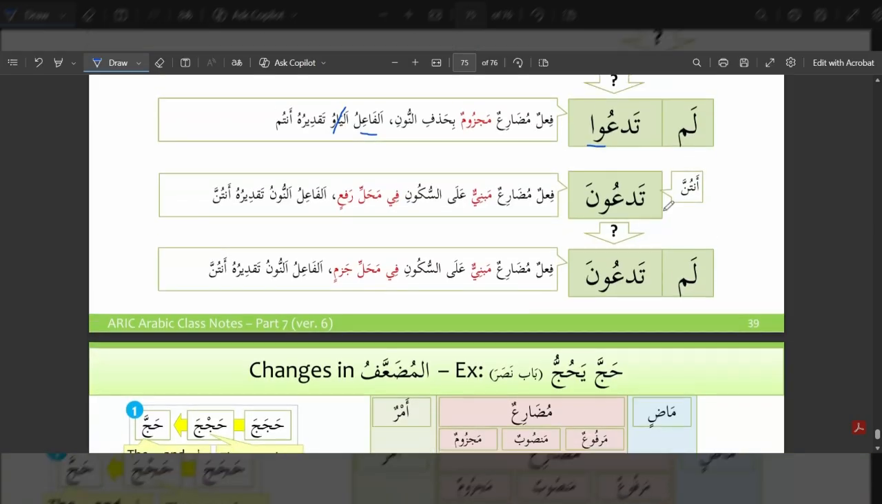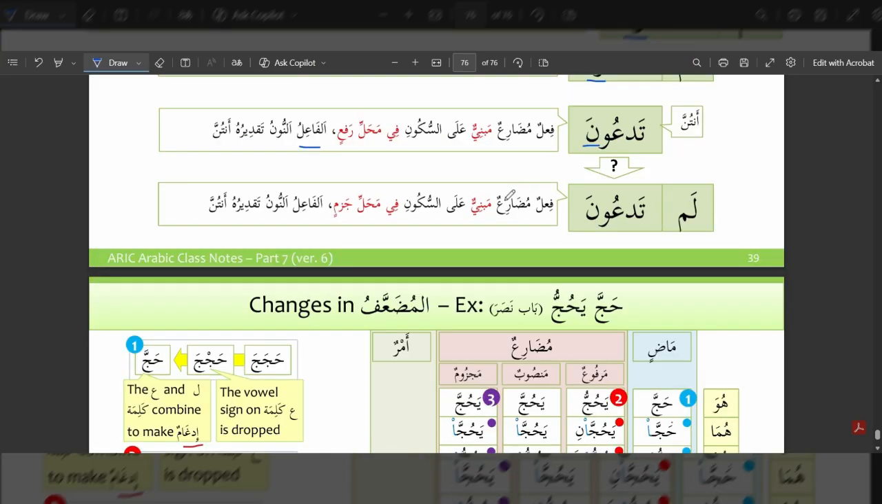Then when we have antunna, you all female, then the verb becomes tad'una. So this is فعل مضارع مبني على السكون في محل رفع. That is present tense, which is not declinable, fixed on the sukun in the position of raf. And the fa'il or the doer is the noon taqdiruhu antunna. So the noon here tells us that this is the fa'il antunna.